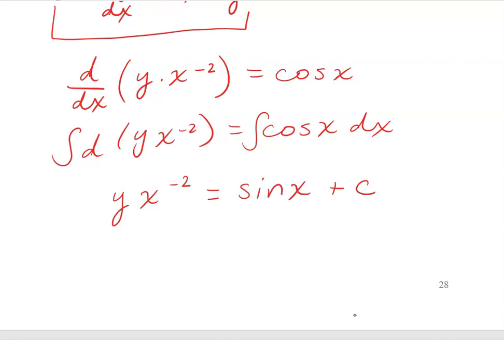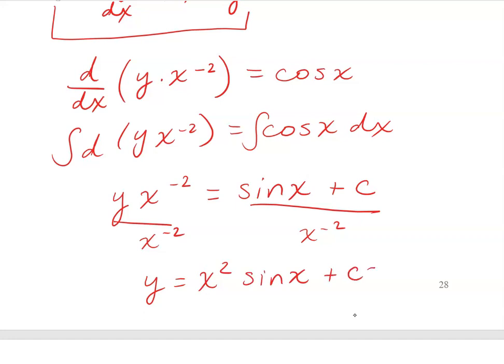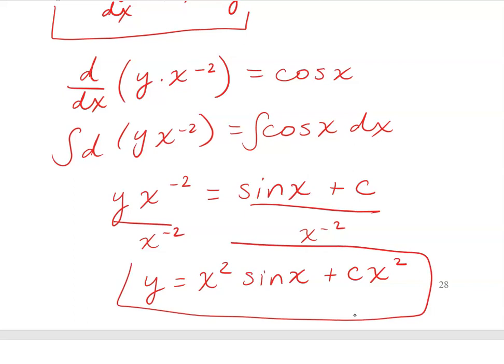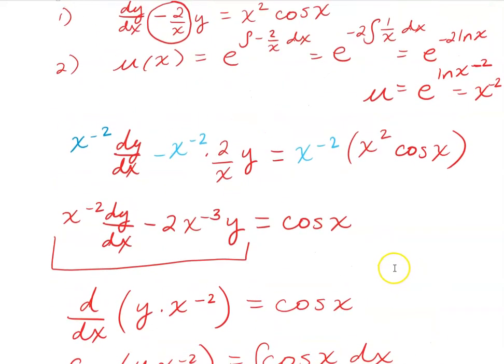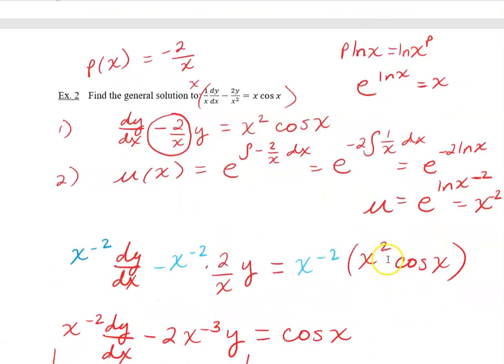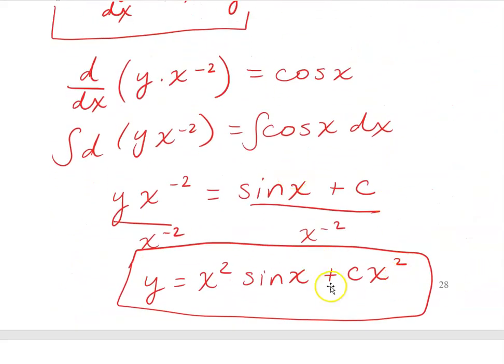I'm going to divide both sides by x to the negative second here. And I end up with y equals, moving the x to the negative second to the top, x squared sine x plus c x squared, or you could just put the x squared in the front. That would be the general solution to the original differential equation that they gave us. And that is the integrating factor method.